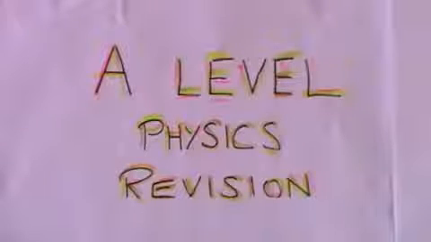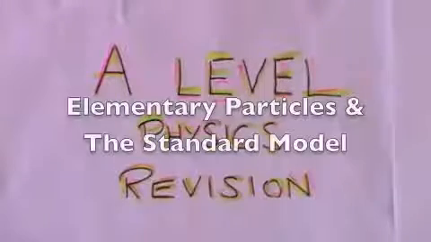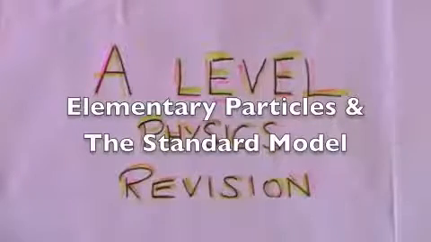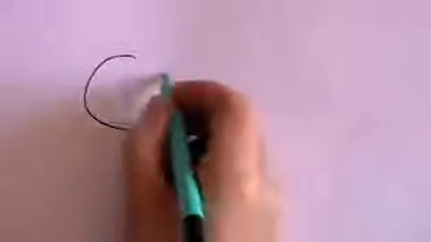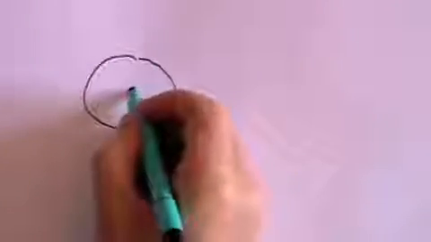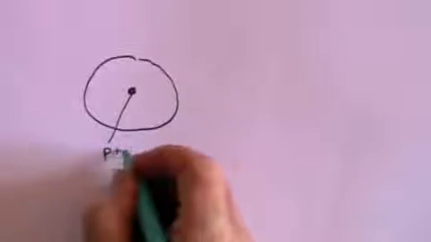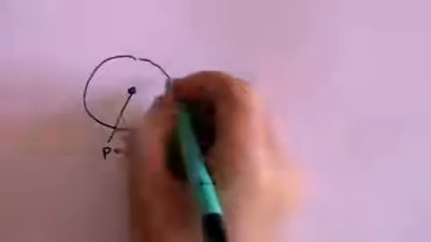Hello, today we're continuing in the A-Level Physics Revision series looking at elementary particles and the Standard Model. So far we've established that an atom has a central nucleus which consists of protons and neutrons, and it has orbiting electrons.